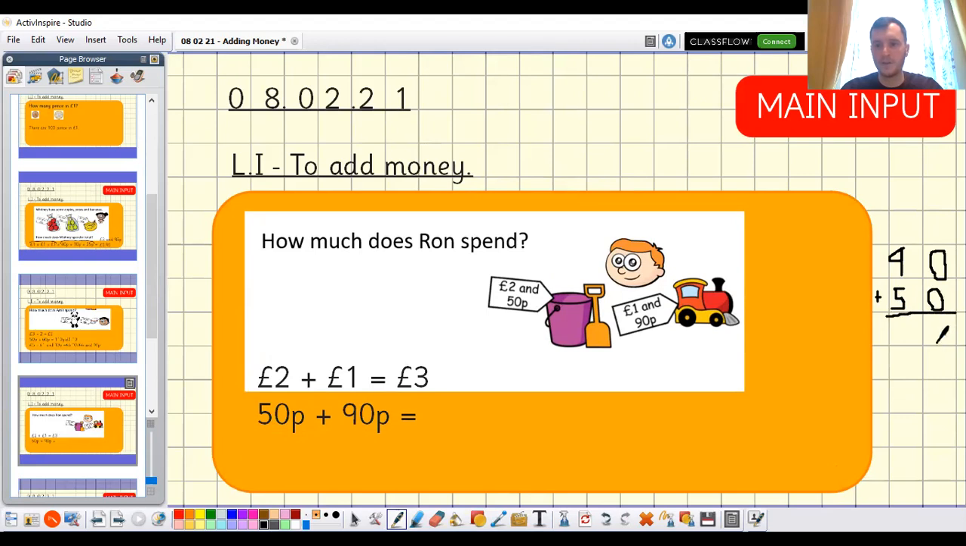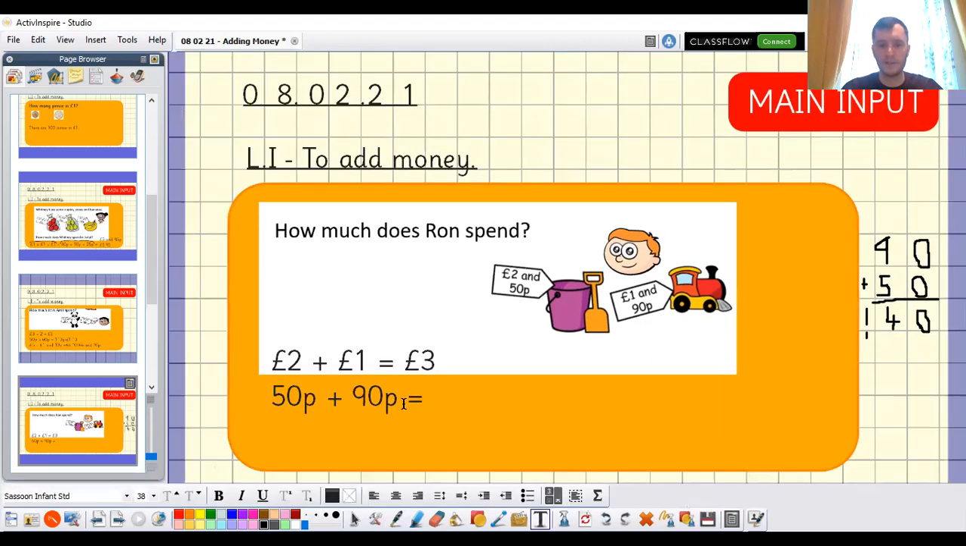0 plus 0 is equal to 0. 9 plus 5 is equal to 14. I can't put 14 in my tens column, so I put the 4 there. I transfer 10 of those tens into one extra hundreds, put it below, but there's nothing to add there. So it's 140. So that is equal to 140 pence.